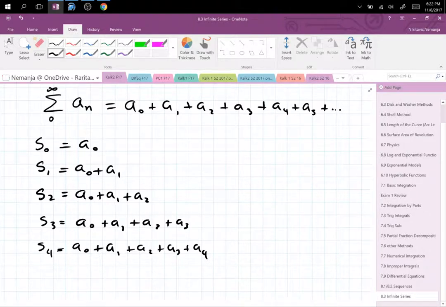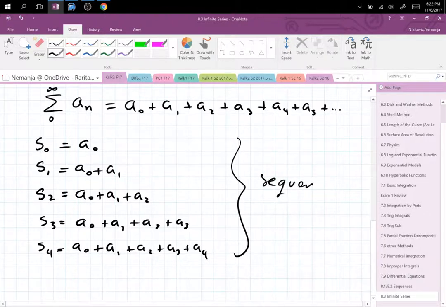Now notice that this creates a sequence: S0, S1, S2, S3, and so on. So we are creating a sequence, and we'll call that sequence S_n.